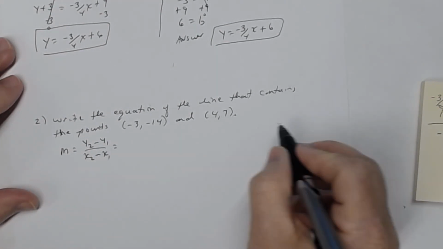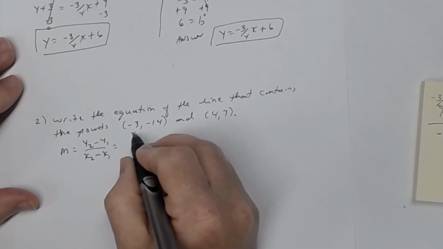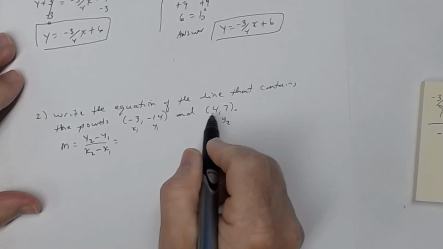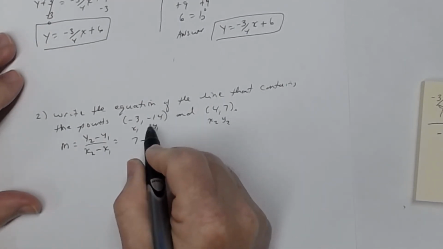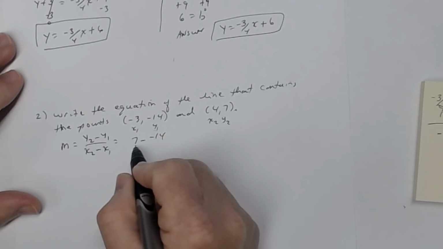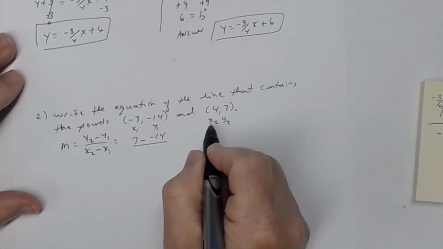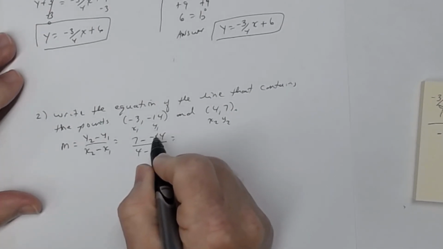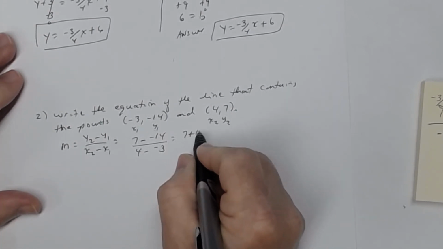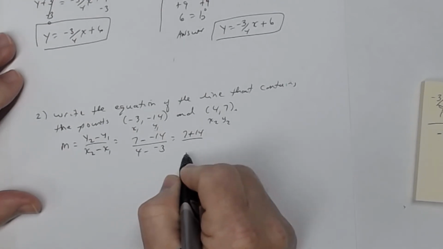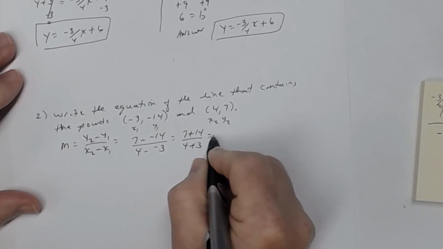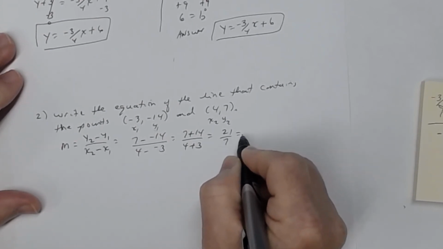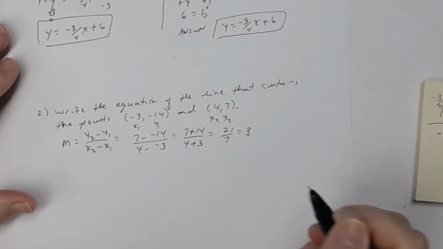All right, so let's go ahead and call this x1, y1, and this will be x2, y2. So we're going to get y2, which is 7. So I get 7, subtract y1, which is a negative 14, divided by x2. You must start with x2, which is 4, subtract the negative 3. Now 7 subtract negative 14 means 7 plus 14. 4 subtract negative 3 means 4 plus 3. So 7 plus 14 is 21. 4 plus 3 is 7. Reduce, you get 3. So your slope is 3.